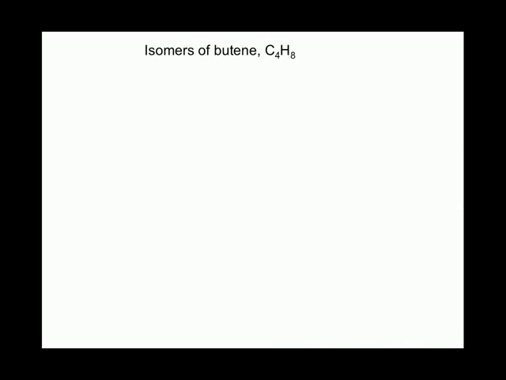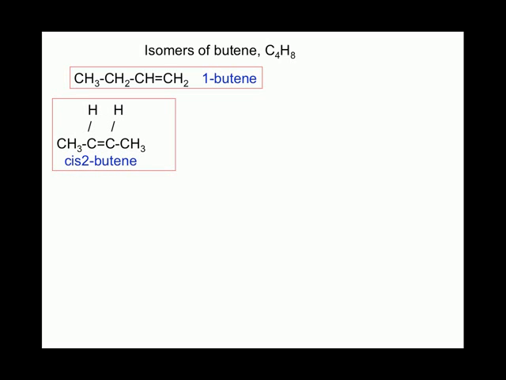Let's take a look at some isomers of butene, C4H8. Now here's 1-butene that we saw already today. Now here's another one. This would be cis-2-butene. The 2-butene says that the double bond is between the second and the third carbon atoms. And the cis would mean that the hydrogen atoms are on one side, and these 2 groups, which are really like methyl groups, will be on the other side.